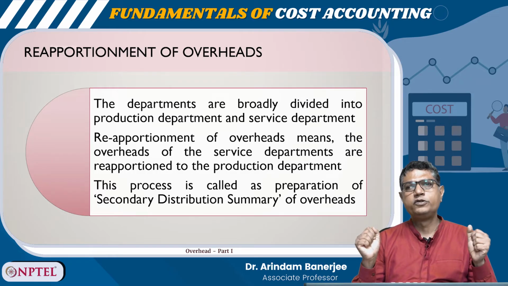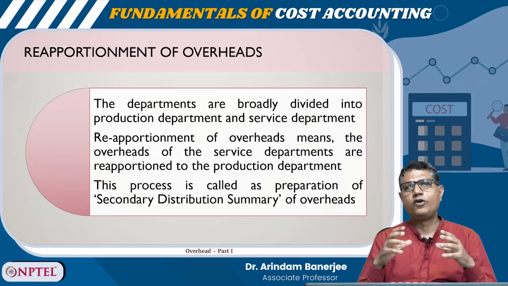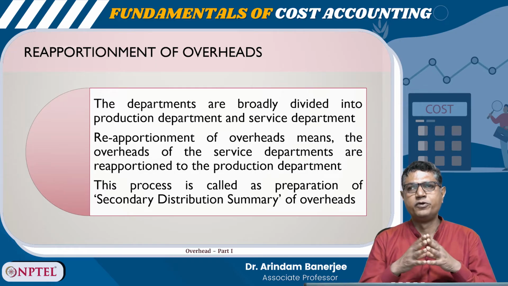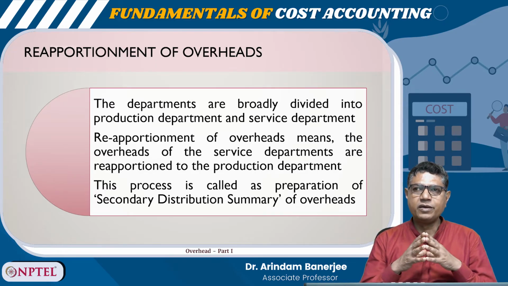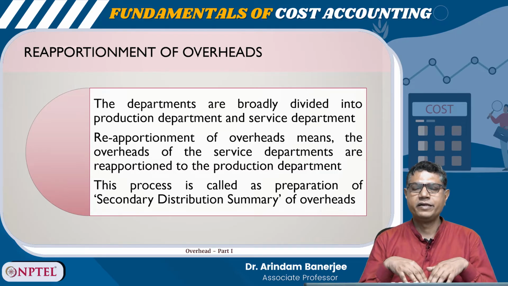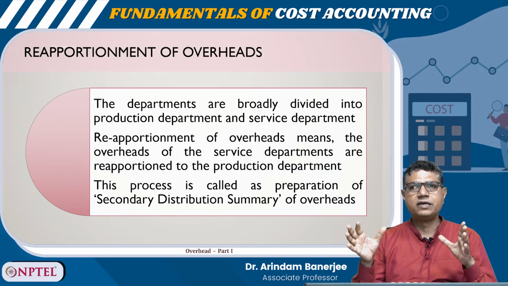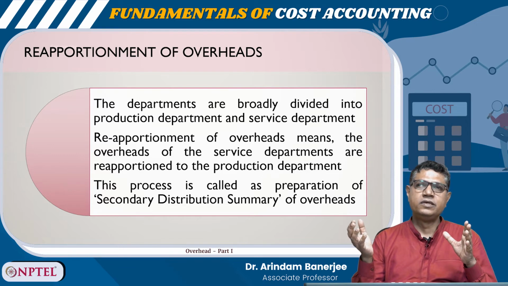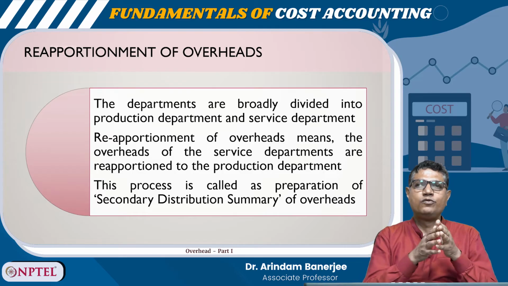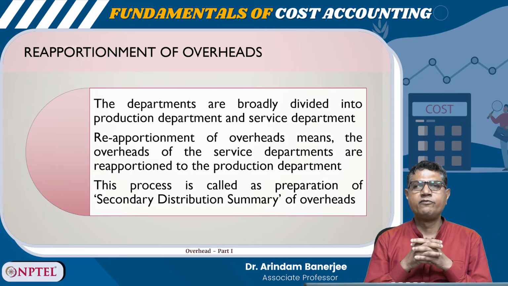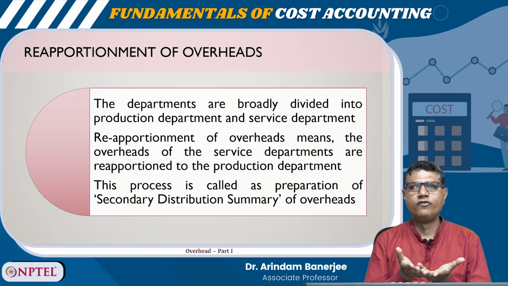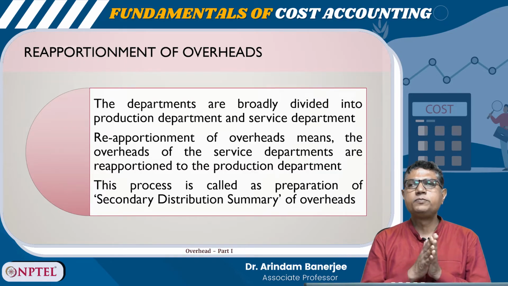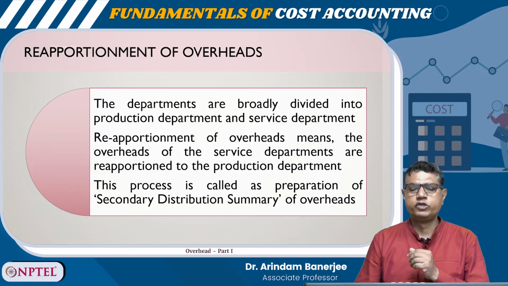But suppose you want to know what is the cost per unit of the final produce, and that final produce is coming out from the production department. Service departments are basically for supporting services like accounting, HR, finance, etc. So, if I want to allocate all the overheads only to the production departments, then what I can do is reapportion the overheads. So, this process is called the secondary distribution summary.